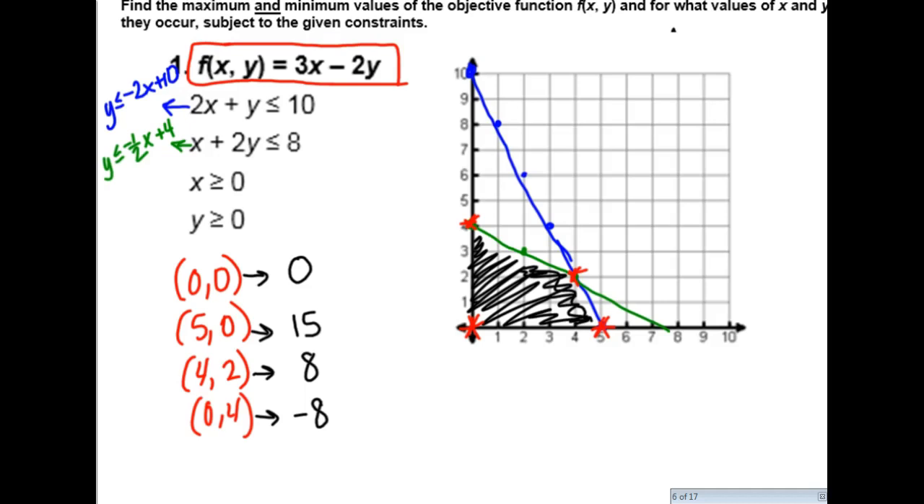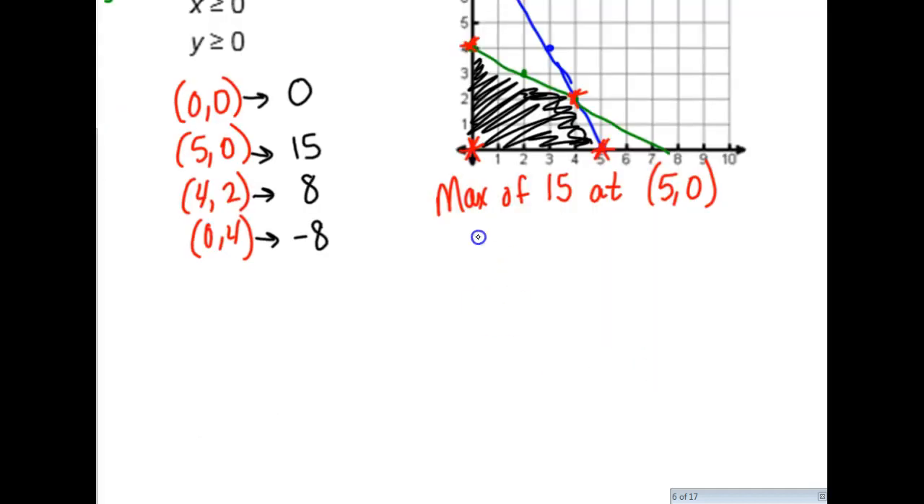So you're going to say that you have a maximum of, what is the value that your maximum reached? The actual highest number that I got here was 15, so maximum of 15. And then you have to tell me where it occurs, so at 5, 0. And then you had a minimum of, be careful on this one, there's actually a minimum at negative 8. And that occurs at 0, 4.